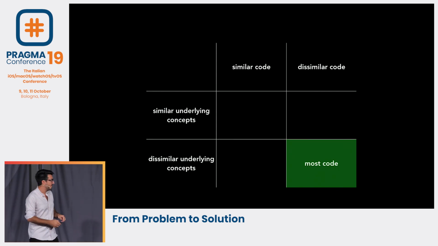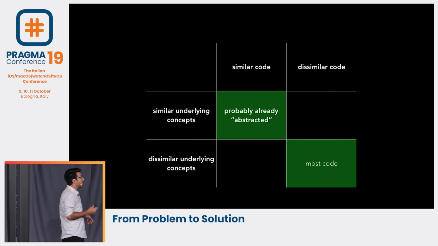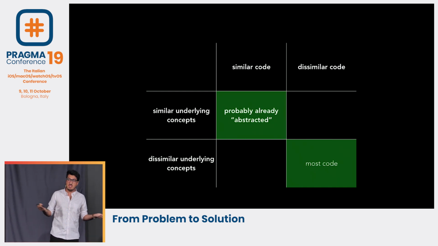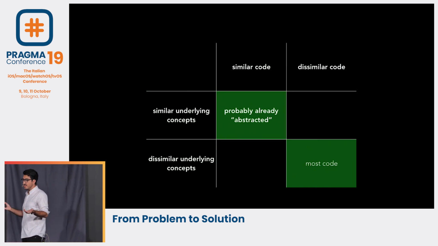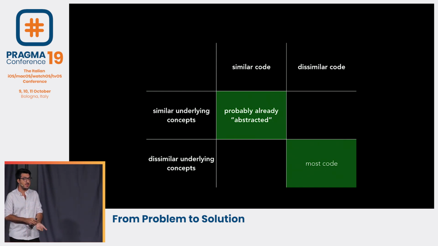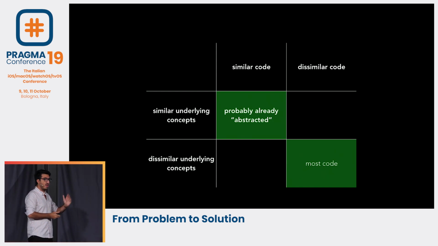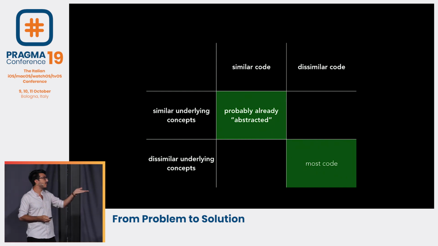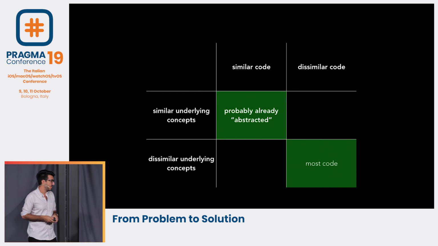They have nothing to do with each other. That's fine. If the code looks the same and the concepts are the same, then you're in good shape because that is just, it looks like code and you can apply the don't repeat yourself rule and you're fine. If you work on a team, maybe somebody's already done this for you. It's already probably taken care of.